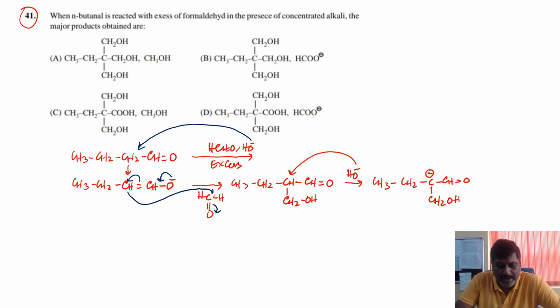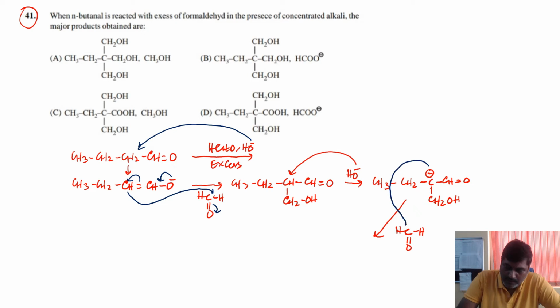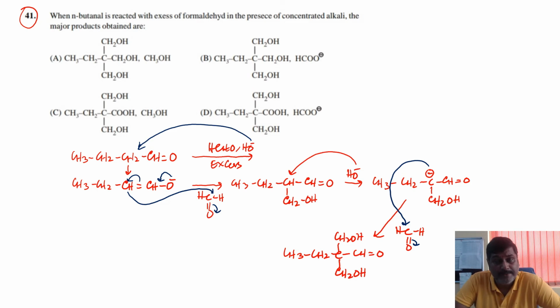But instead of dehydration, as HCHO is in excess, so what happens here? This one is attacking over the other HCHO. That only is the beauty of this question. And so this minus is attacking on this one, this will turn up, and another addition takes place. And with this one we are getting here the CH3 CH2, in there the CH2OH, in there the CH double bond O, and CH2OH. Yes, it happens.